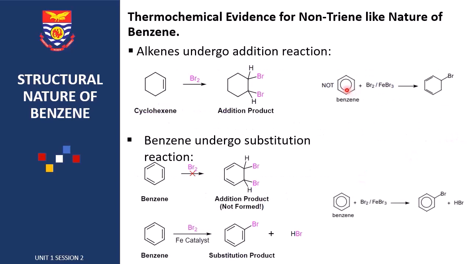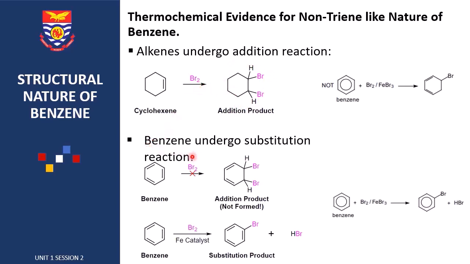So cyclohexene, which is an alkene, undergoes an addition reaction, whilst benzene undergoes a substitution reaction. What it means is, in cyclohexene, that is the alkene functional group, the bromine molecule actually attacks the double bond and adds to the ring. So as you see, this product comprises the 2 bromine groups.